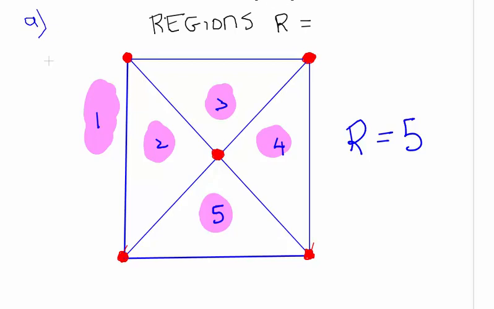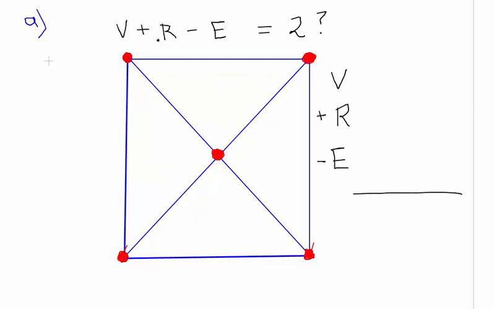So let's see, do we get V plus R minus E is equal to 2? Well, V we found to be 5, R we found to be 5, and E we found to be 8. So 5 plus 5 minus 8 is equal to 2. So that verifies Euler's formula for this example. We'll move on to the next one now.